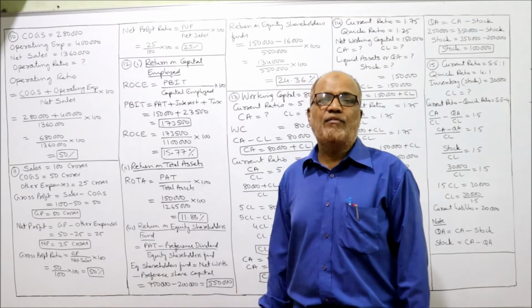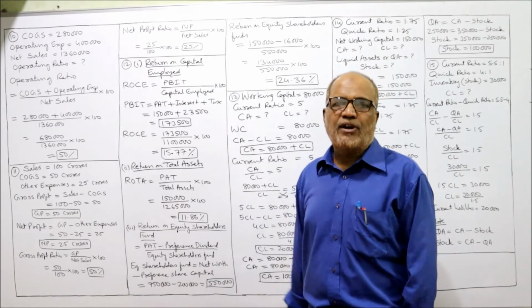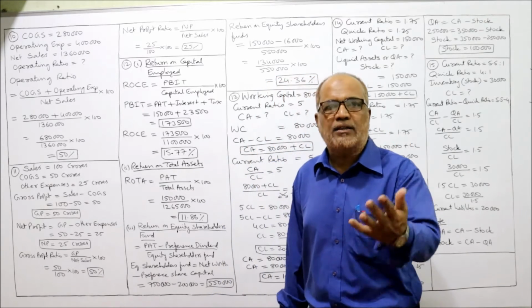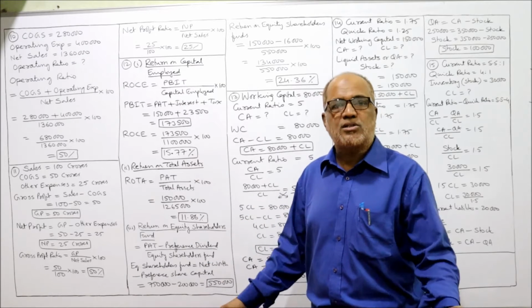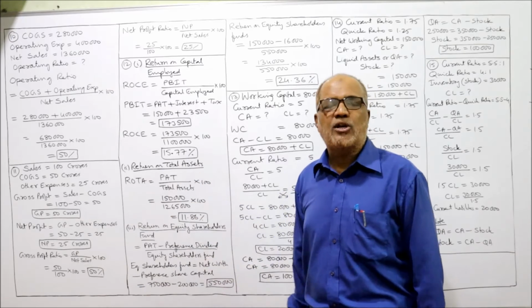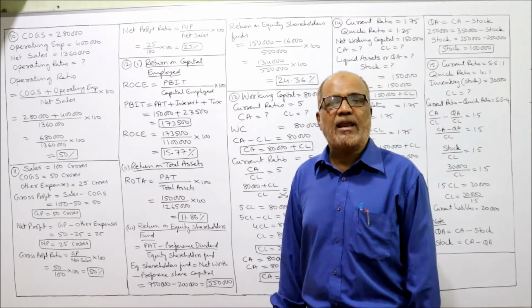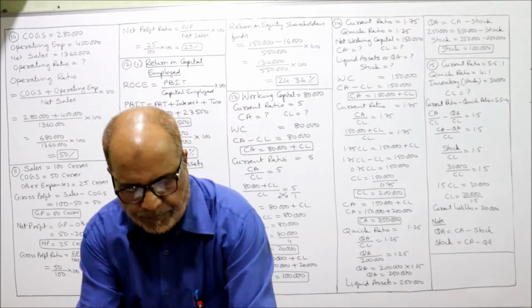So GP ratio of 50% is quite high. It's better. Net profit ratio: from gross profit we deduct all other expenses to get the net profit. So our net profit is also 25%. It's very good. So this GP ratio of 50% and NP ratio of 25% shows that the profitability of the business is very good. Next, problem number 12.